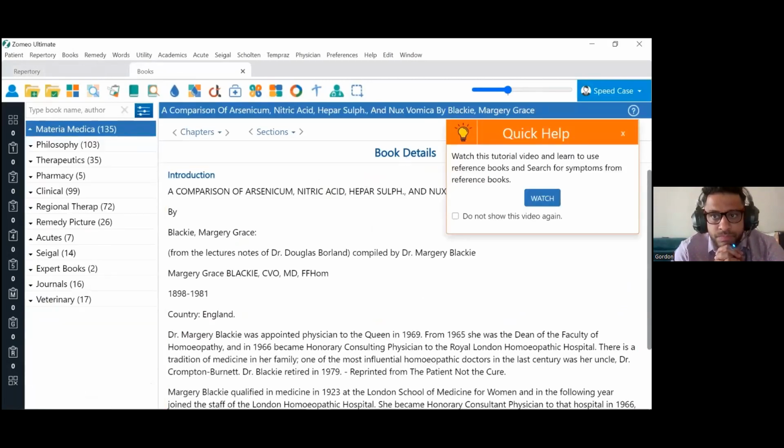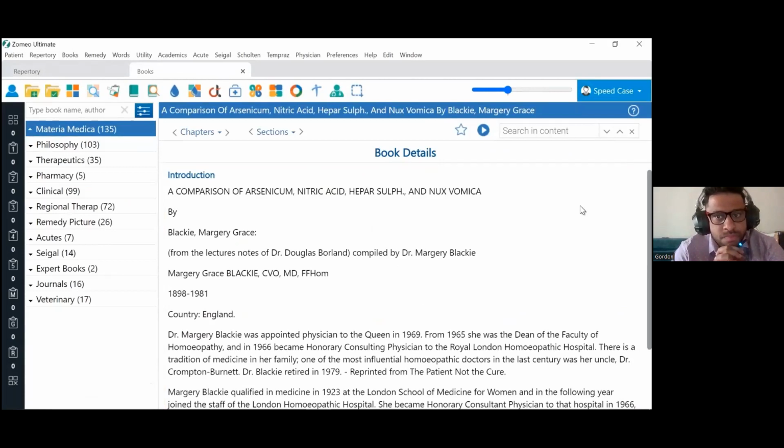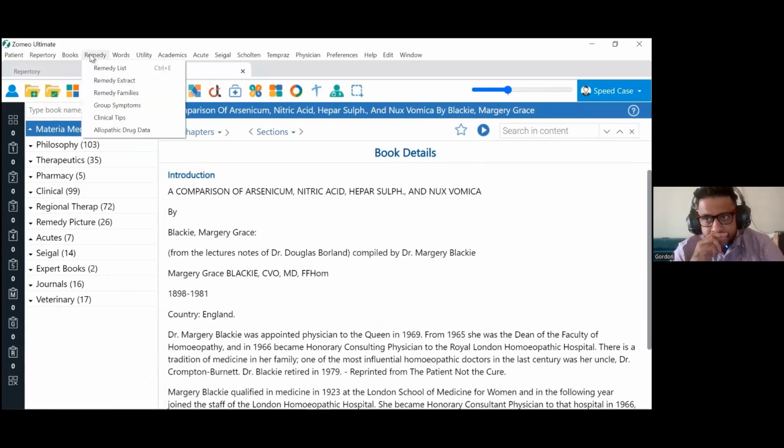Doctors need to continually upgrade their information, and for that very reason we have more than 400 books in Hompath Zomeo that are there at the click of a button to read. We also have a very interesting section that is called the allopathic drug data.